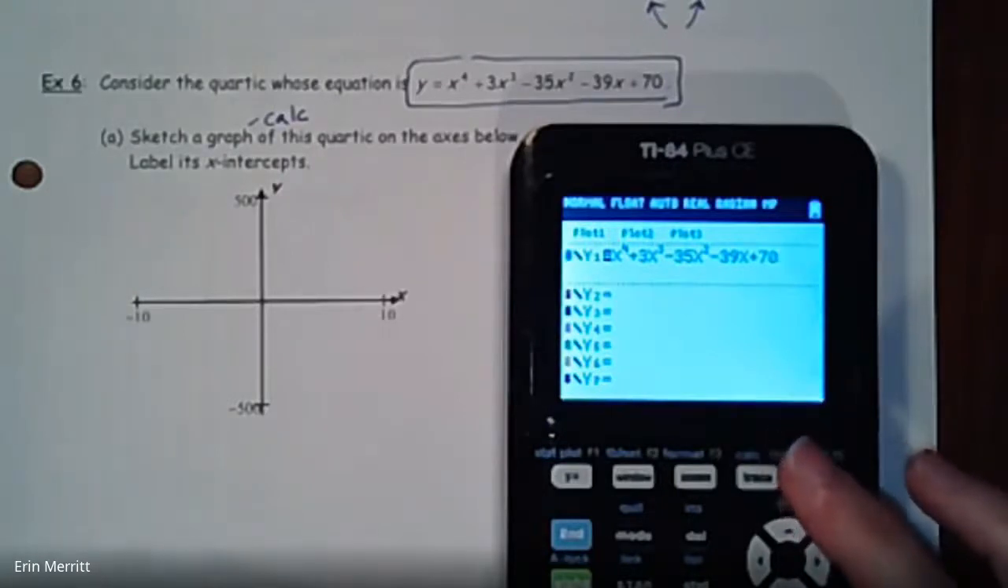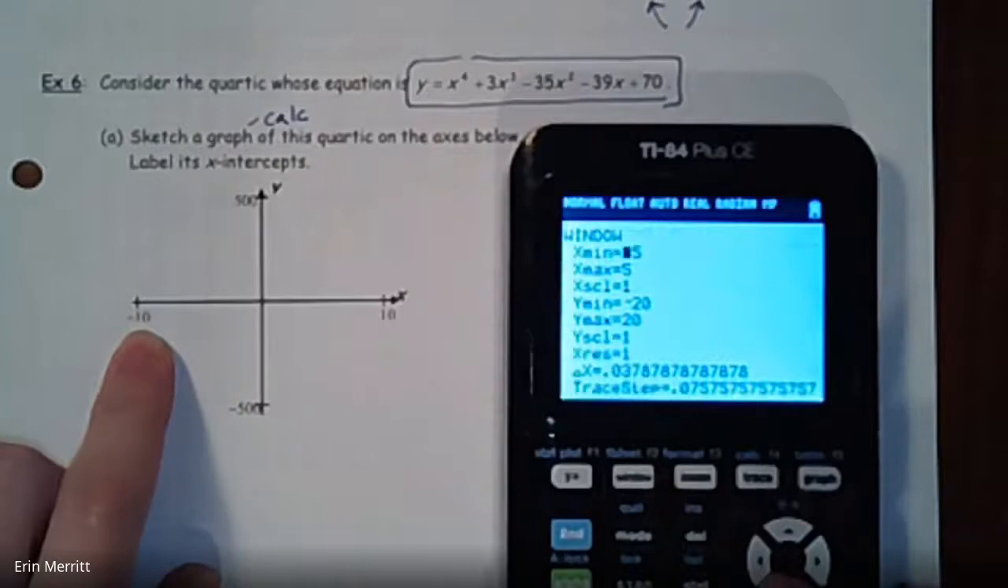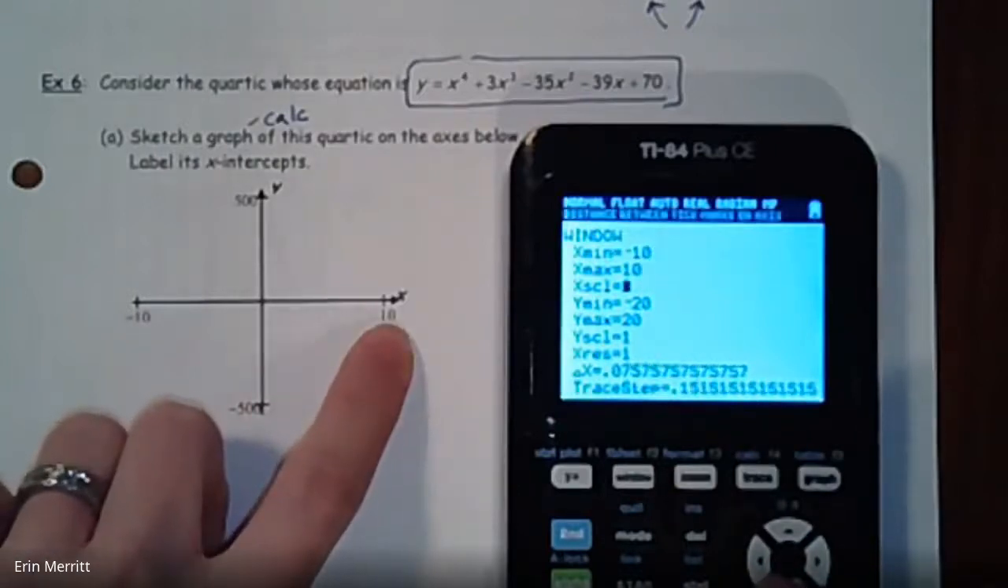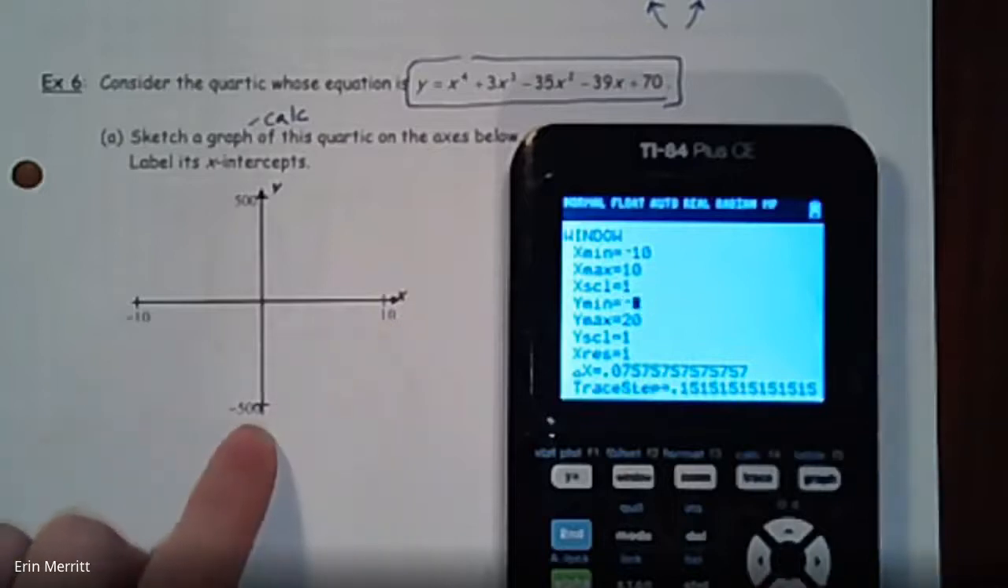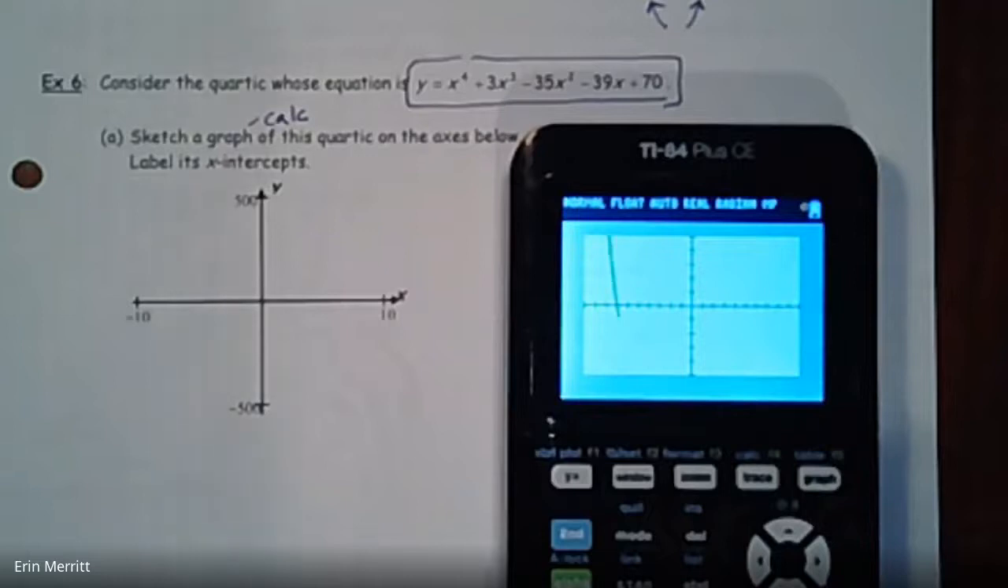So in this case, take a look at the window that's being set for us. Let's go right now and change it. So -10 to +10. And then look at your y min, -500. And then your y maximum, +500. You can change the scaling if you want. It doesn't really matter. Like I could change it to 100 just so it doesn't show me all these tick marks. All right, there we go.